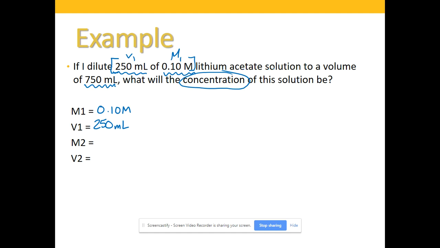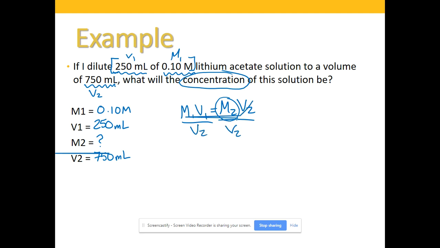After the dilution, at the end of the experiment, we have a volume of 750 milliliters. So that is going to be V2. And it's asking what the new concentration is going to be, so we're solving for M2. We know that our equation is M1 V1 equals M2 V2. We are solving for M2, so the first thing I'm going to do is rewrite our equation to get rid of V2 so that M2 is by itself. So M2 is going to equal M1 times V1 over V2.